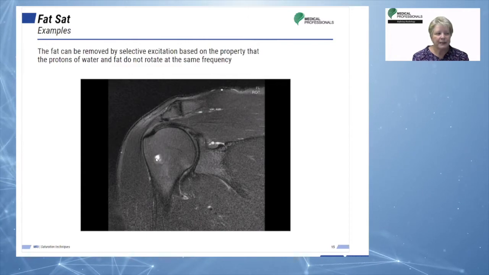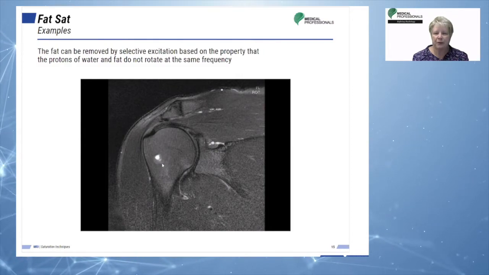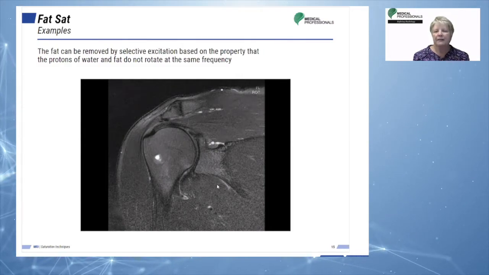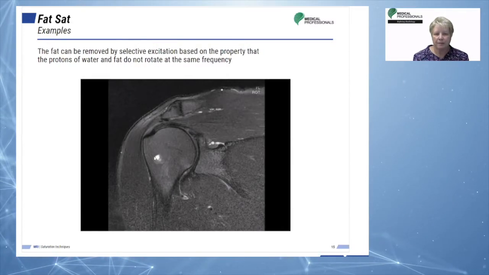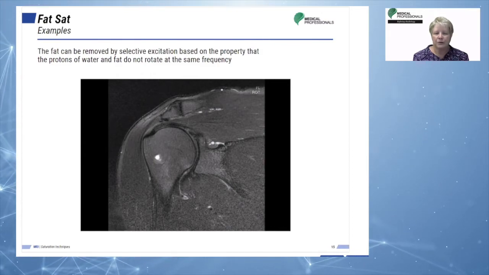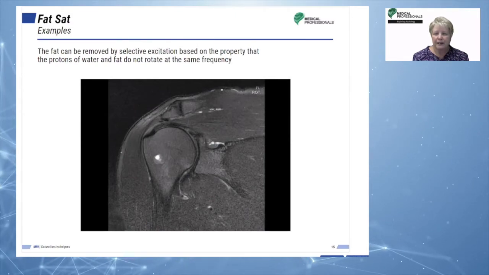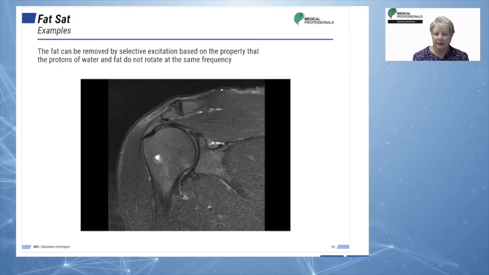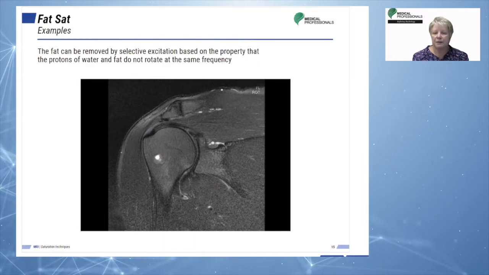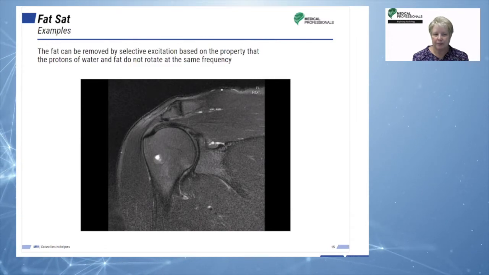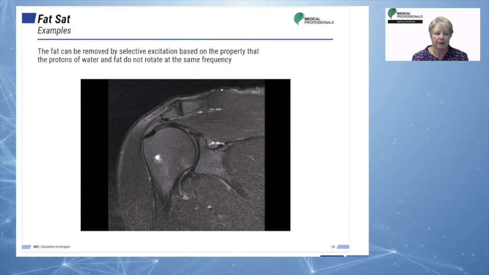So notice the bright signal just below the anatomical neck in the humerus. The fact that we can see this on a fat sat tells us that it is pathology. We know from earlier modules that fat will show up bright on a T1 sequence. If we have saturated the fat, pathologies that show up bright are then known to be real pathologies. What type of pathology exactly, we don't know, but we know that it's not supposed to be there.